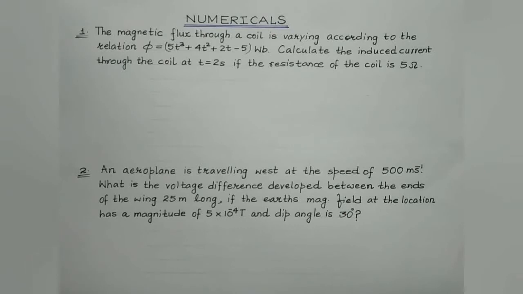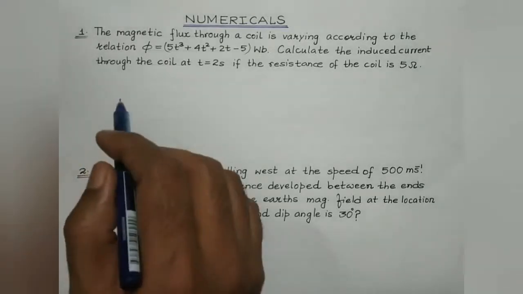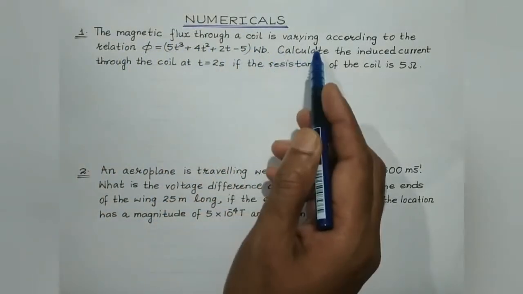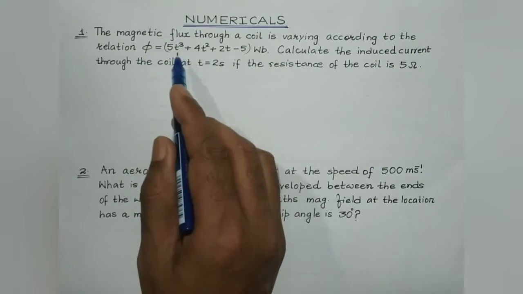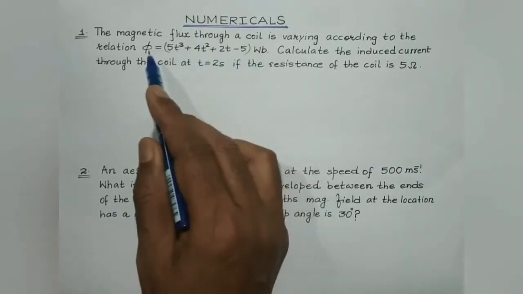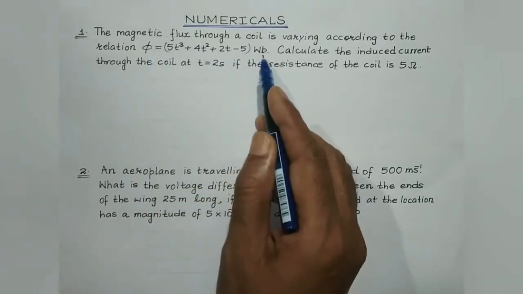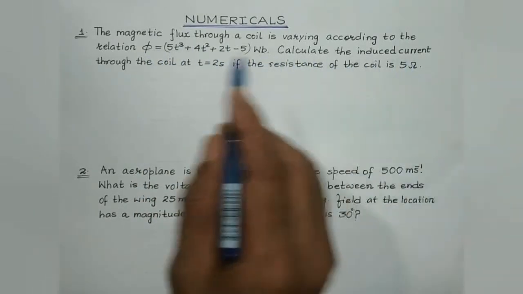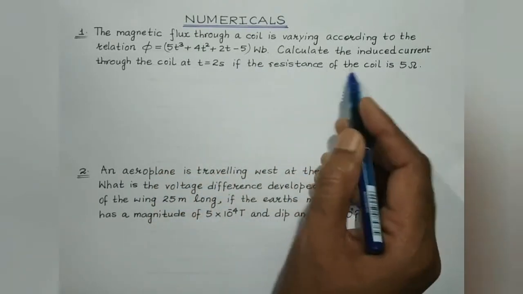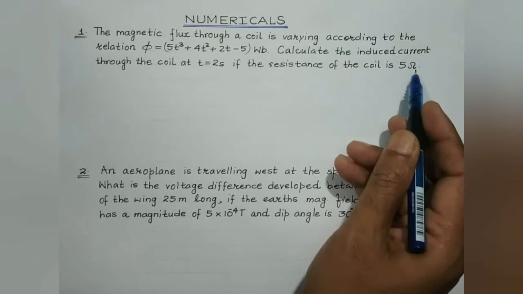Okay students, now in this session, let's try to attempt these numericals based on EMI, that is electromagnetic induction. So let's begin with the first question. The magnetic flux through a coil is varying according to the relation phi equals 5t cube plus 4t square plus 2t minus 5, and the magnetic flux is given in Weber. We are supposed to calculate the induced current through the coil at the instant t equals 2 seconds, if the resistance of the coil is 5 ohm, right?